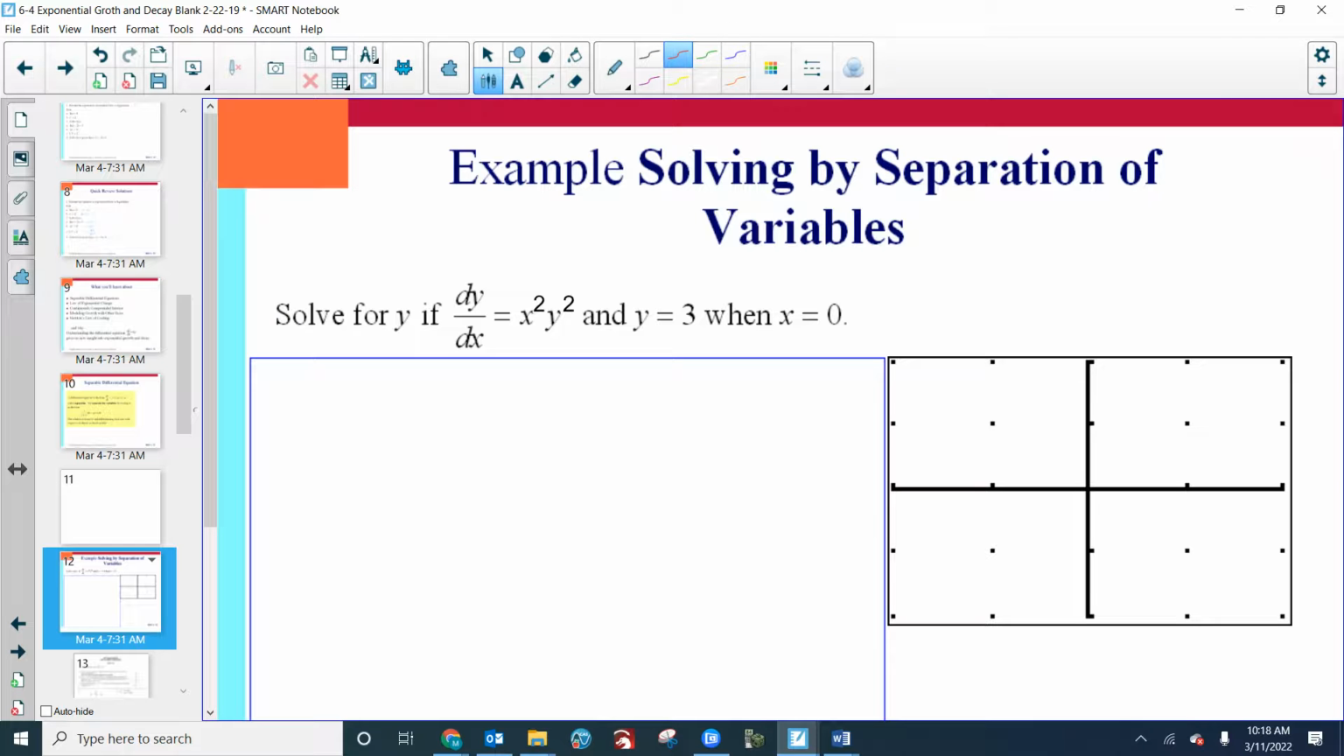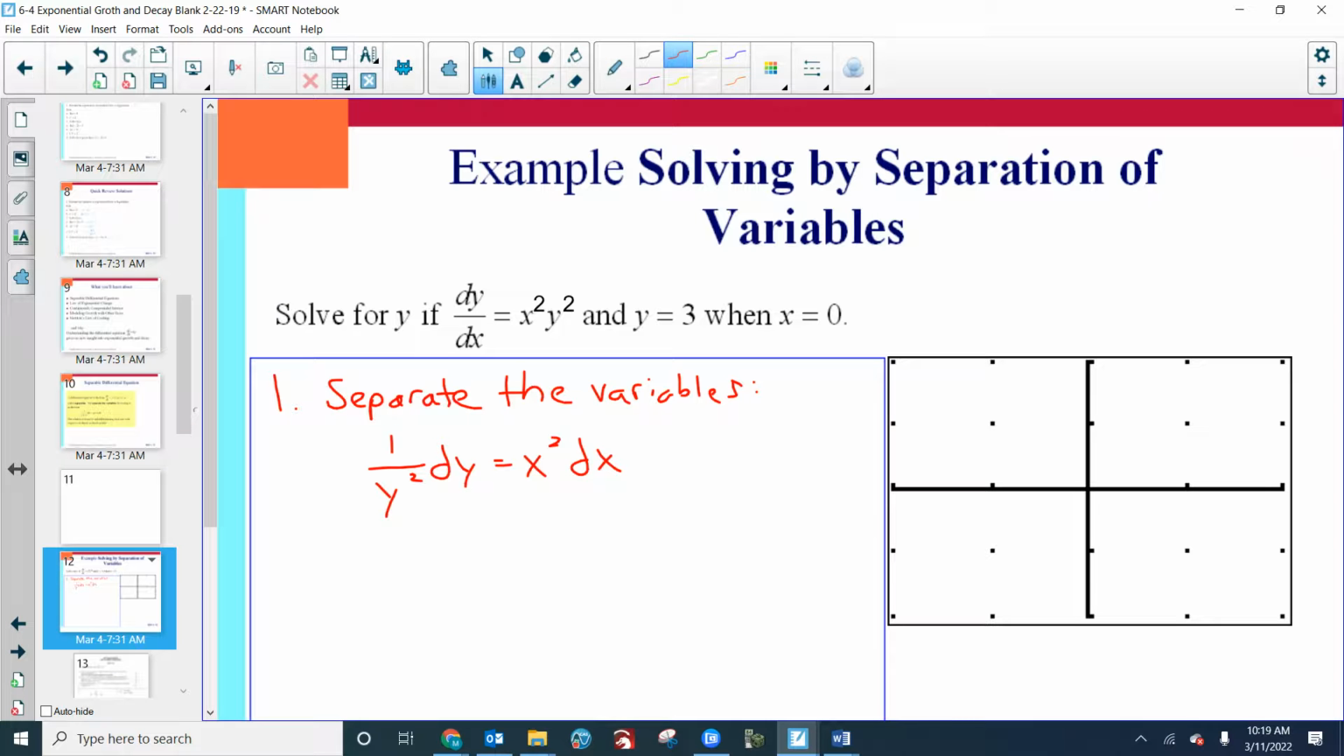So if you're one of my step people, step 1, separate the variables. All that means is get the x terms with the x terms and the y terms with the y terms. I bet you would agree we need to divide by y squared and multiply by dx. So we're going to get 1 over y squared dy equals x squared dx. Everybody okay? That's just algebra.